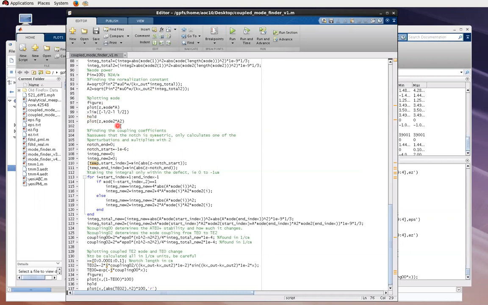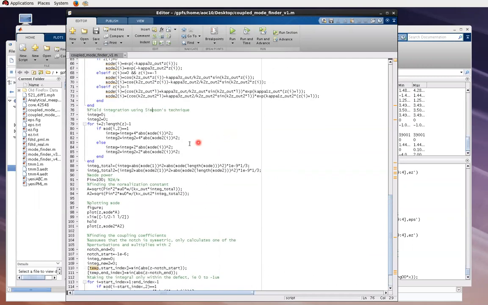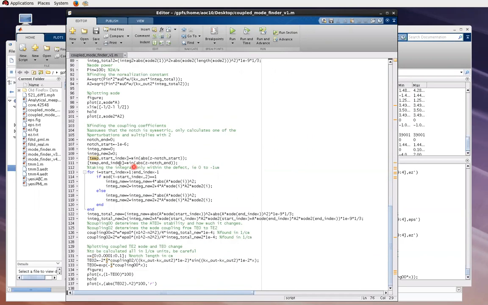So up to this point, all we do is basically calculate the zeroth order and the first order. So that's what we do. The second and the zeroth order.